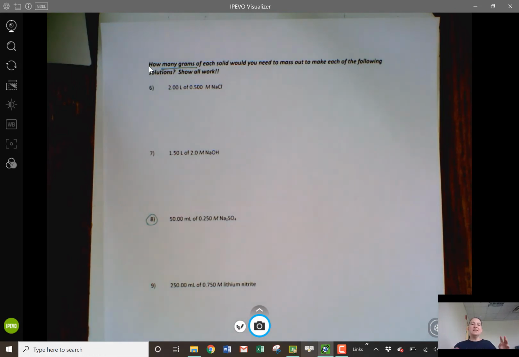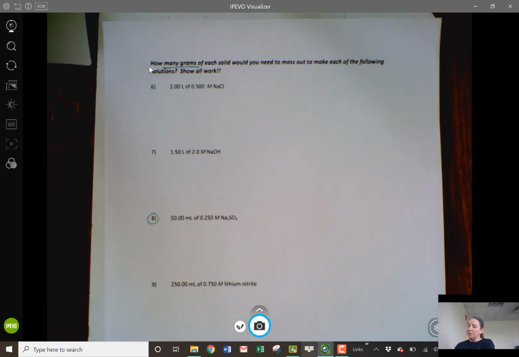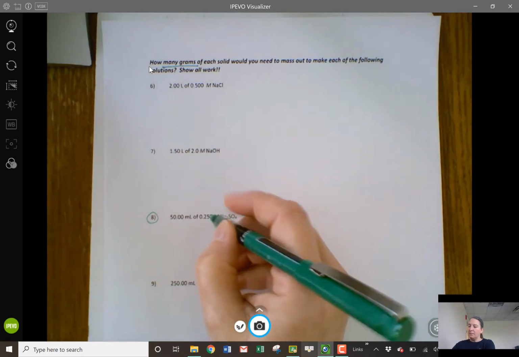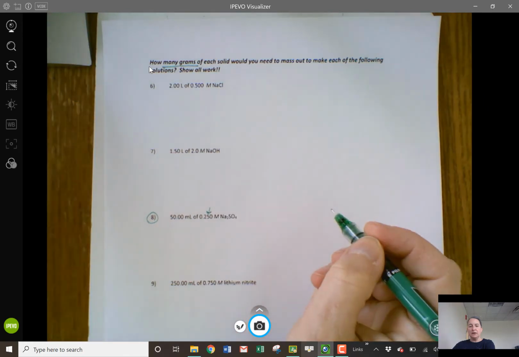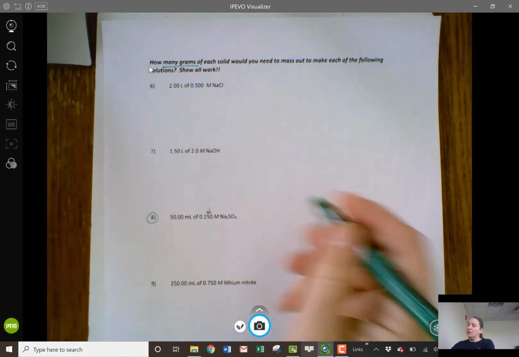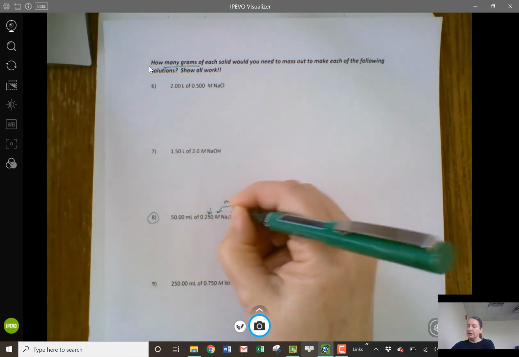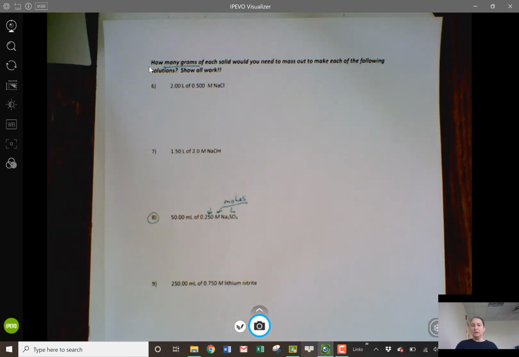So that's kind of what we're doing. This really is the typical calculation that you would do in a concentration type problem. So in this one, we actually want to end up with grams. So I want you to think about this a little bit. We know that we've got 50 milliliters of a 0.250 molar sodium sulfate solution. Remember, molarity is moles per liter. And so I'm actually going to substitute moles per liter in for molarity.